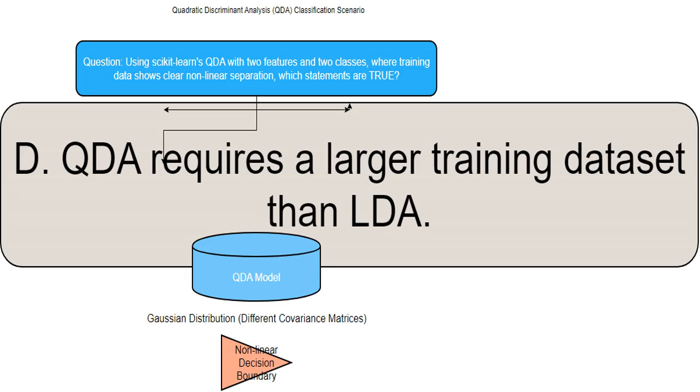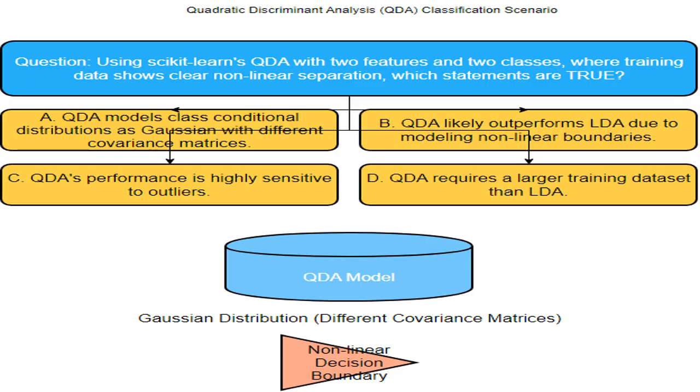Statement D is also true. QDA estimates more parameters than LDA, because it models a separate covariance matrix for each class, which requires a more significant amount of training data to accurately estimate those parameters. Otherwise, you risk overfitting the data. This is simply the full name of the classification algorithm we are discussing throughout this question. QDA is a powerful algorithm for classification problems, especially those with nonlinear relationships. Its main strength lies in its ability to capture complex class distributions which LDA cannot.